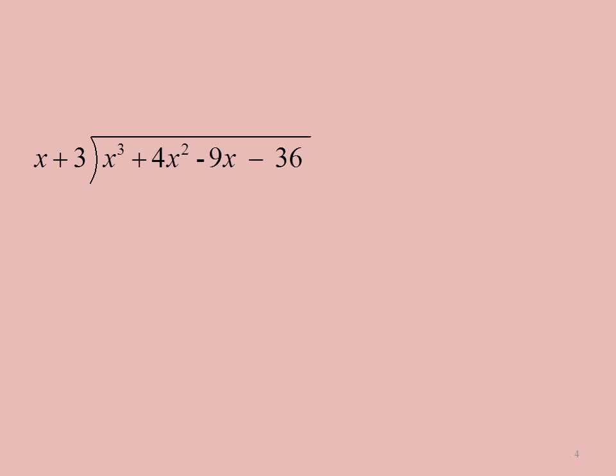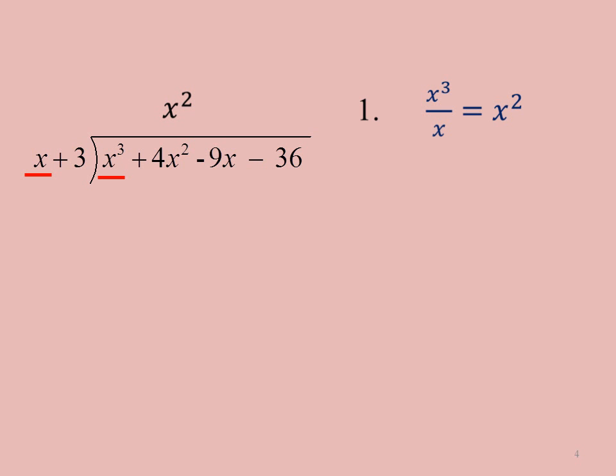The first thing we're going to do is focus on the first term in the divisor and the first term in the dividend. What is x cubed divided by x? Well, that's simply x squared. We write this x squared as part of the answer in the quotient on top of the bus stop.